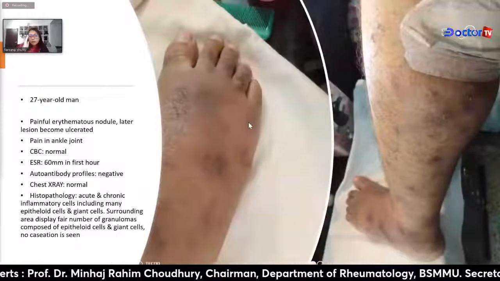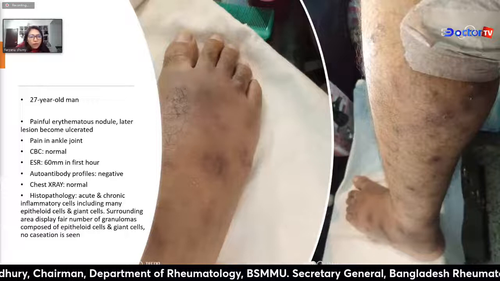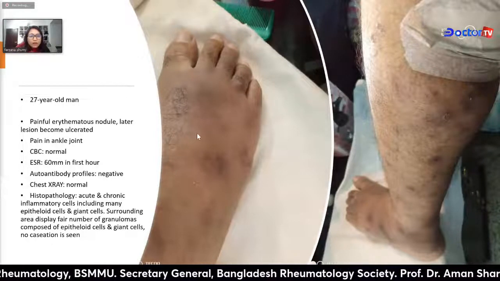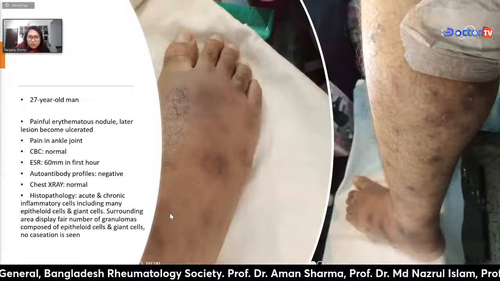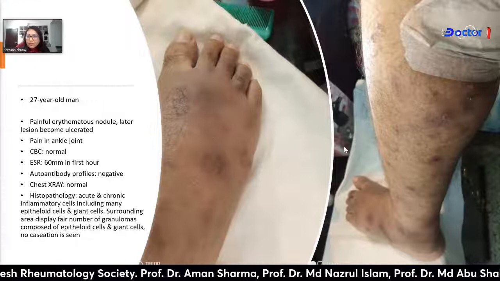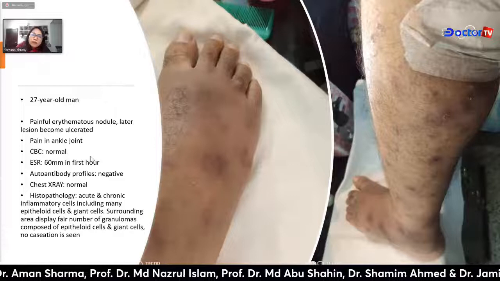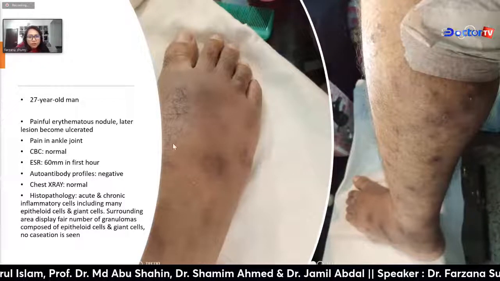So this case I encountered 7 months back. He was a 27-year-old man. He developed painful erythematous nodules in his lower limbs associated with ankle arthritis. At first presentation, the nodule was not ulcerated, but later it became ulcerated. You can see here. So we did some routine tests: CBC was normal, ESR was raised.